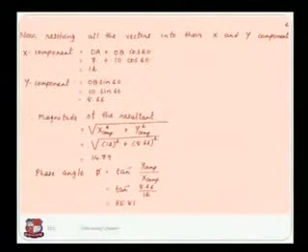Here it is positive, so you have to write down plus 35.81. If it is negative, you can write down minus 35.81. It will indicate lagging and leading of the resultant current. Now next example.